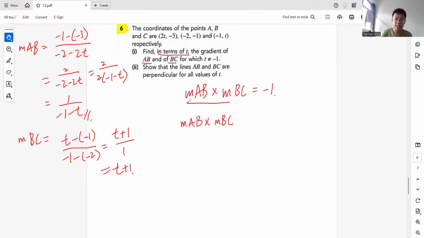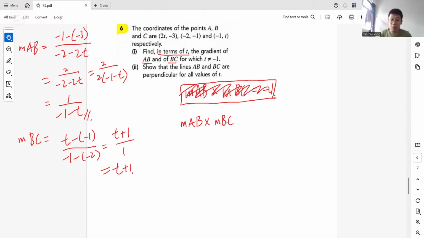Anyway, you cannot start by writing this for the question. I'm just explaining, right? So you've got to show this equation. I mean, you've got to show that this happens: gradient of AB times gradient of BC gives you -1, but you cannot write it at the start. Okay, so look at what I'm going to write.